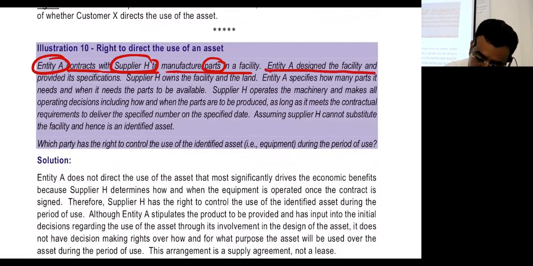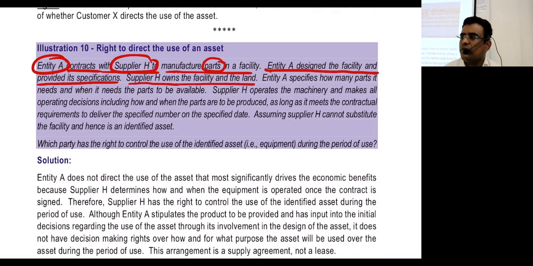Entity A designed the facility and provided specification. Supplier H owns the facility and land. That is a work contract, they call it outsourcing. Yes or no? Entity A specifies how many parts it needs and when it needs parts to be available. I have seen people take work contracts and earn many crores.